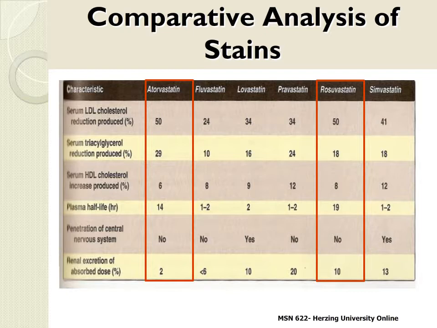And if you look at the plasma half-life, atorvastatin is 14 hours and rosuvastatin is 19 hours. These two are the longest acting. The plasma half-lives of the other ones such as fluvastatin, lovastatin and pravastatin is only 1 to 2 hours, so therefore is fairly short-lived.